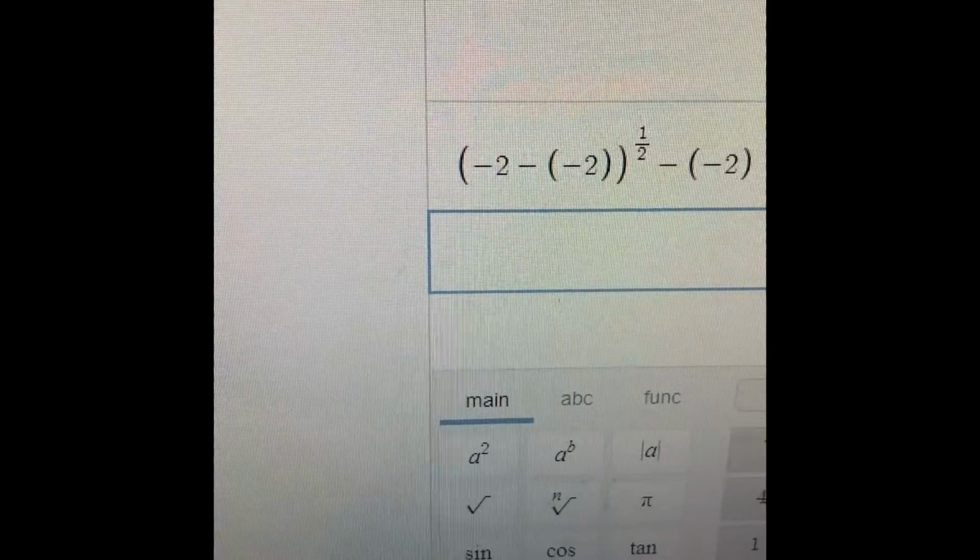Now if you plug it into the calculator, -2 minus (-2)^(1/2) minus -2 should get 2. And there it is.